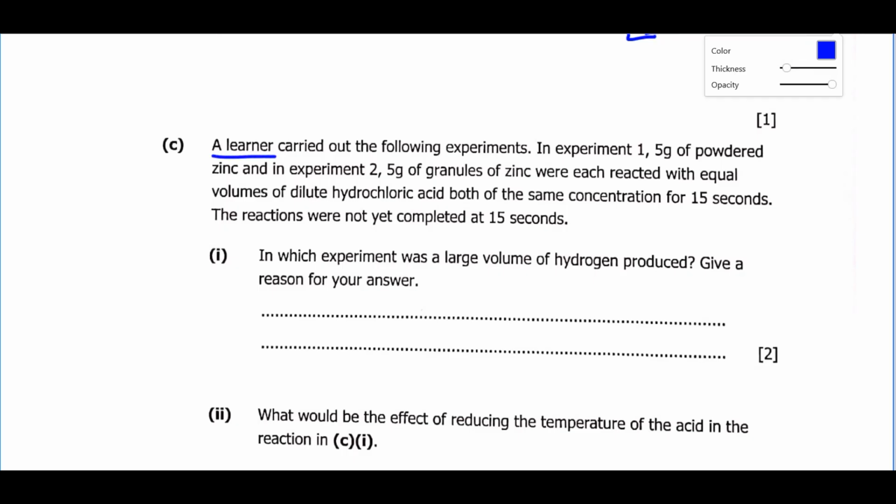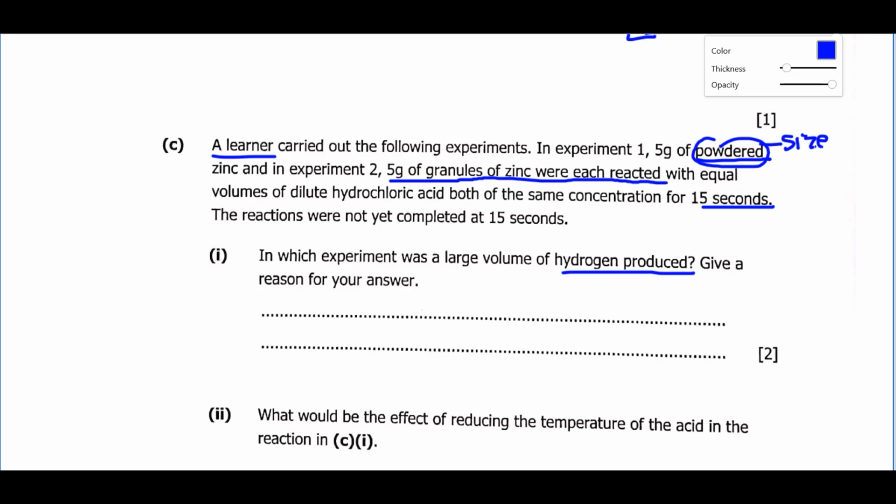A learner carried out the following experiment. In experiment 1, 5 grams of powdered zinc, and in experiment 2, 5 grams of granules of zinc were each reacted with equal volumes of dilute hydrochloric acid, both of the same concentration, for 15 seconds. So the only difference was that the first experiment used powdered zinc. Powdered simply means that the particle sizes are very small, or their surface area is very large. Then for granules, we are looking at bigger particles. In which experiment was a large volume of hydrogen produced?